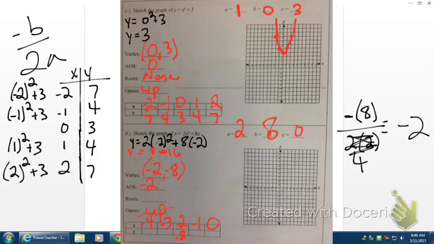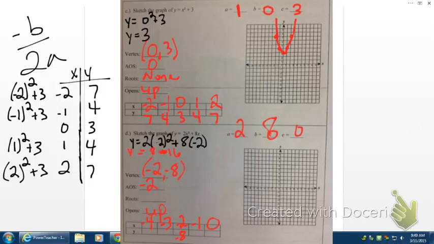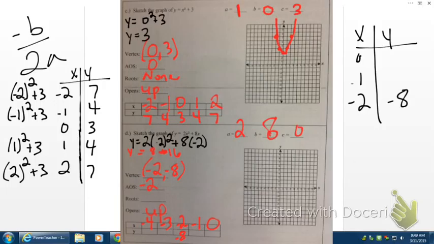Now I'm going to erase this axis of symmetry over to the side. Okay? So now I'm going to make a little table. We got negative 2 and negative 8. We got negative 1. We got 0. We also have negative 3 and negative 4. Okay? So we're making our table. We're going to insert those x values in for x.